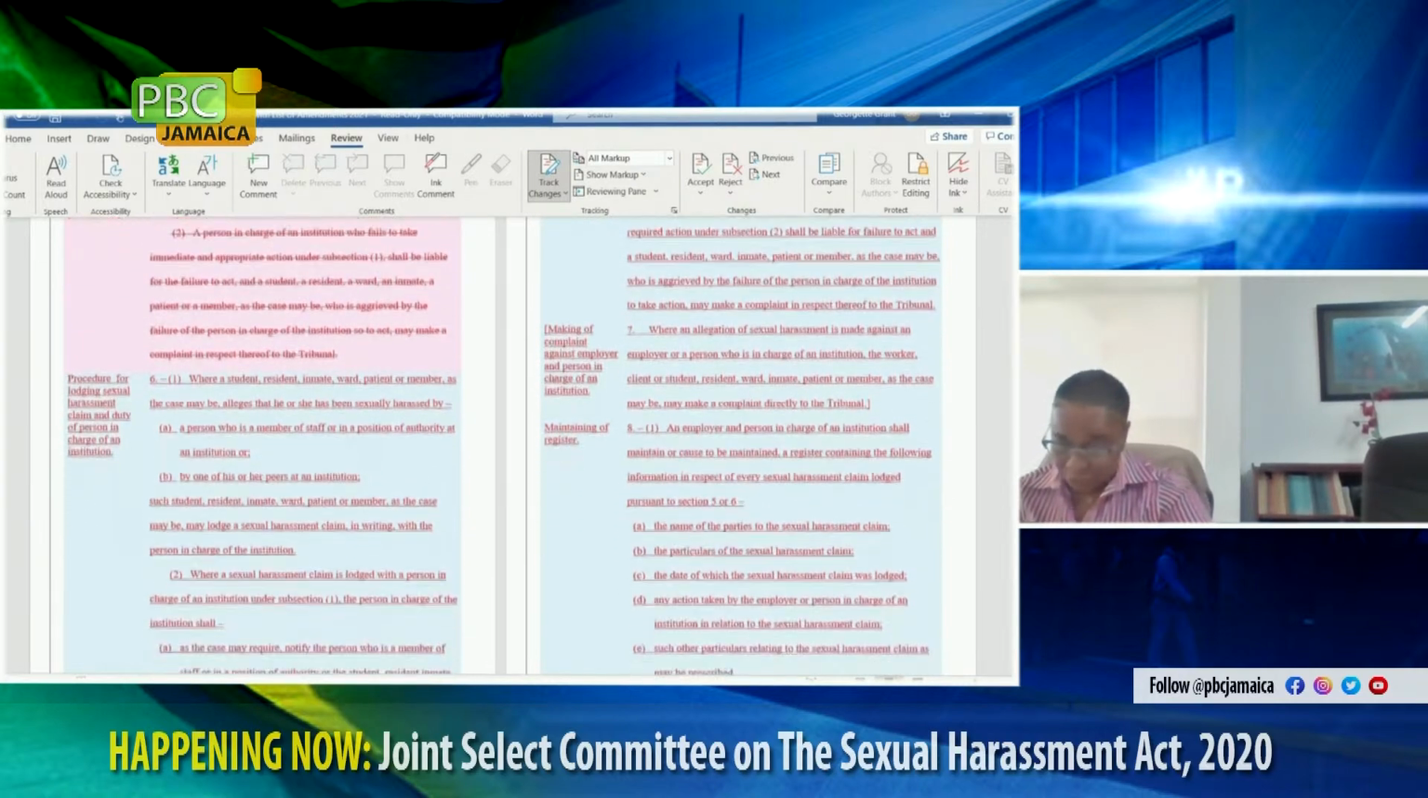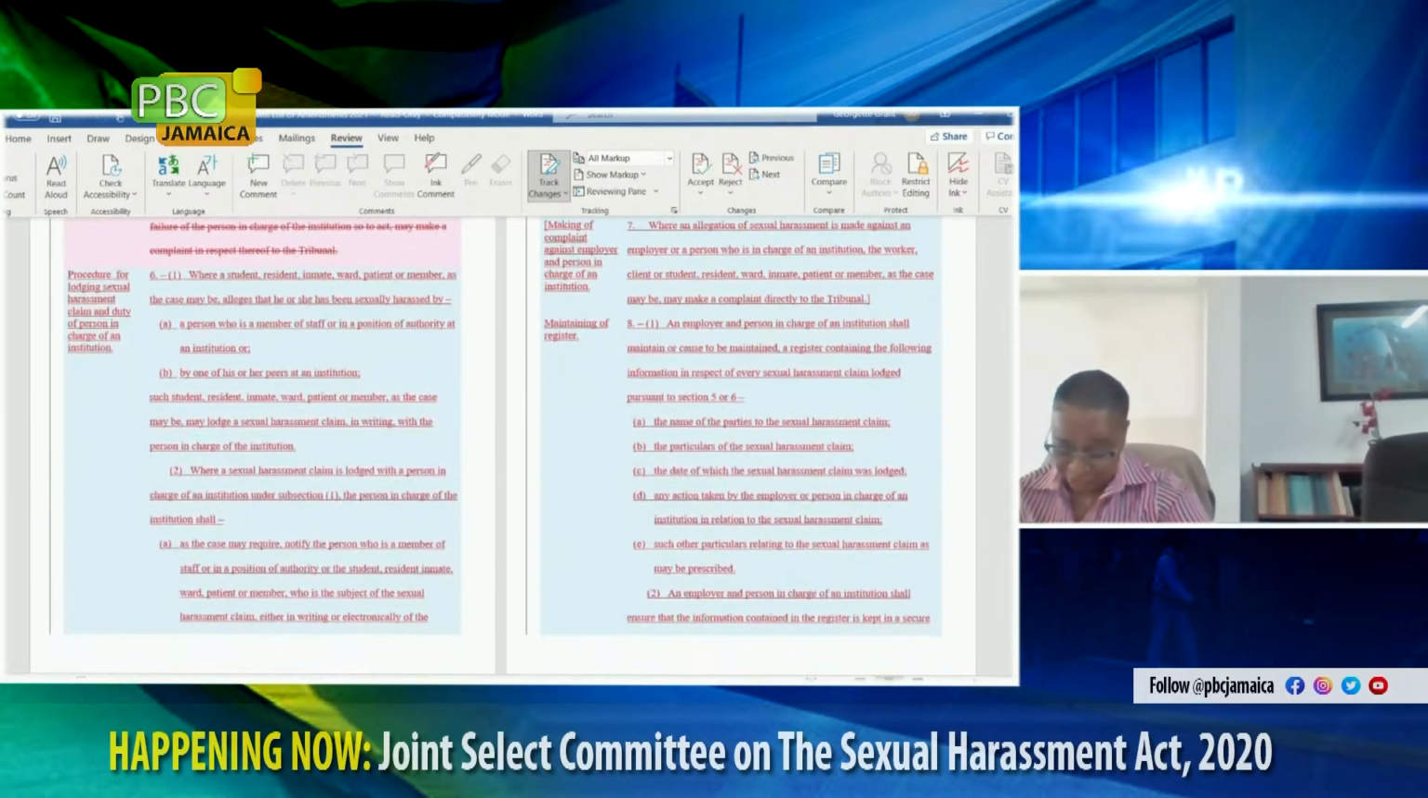6.1, where a student, resident, inmate, ward, patient, or member, as the case may be, alleges that he or she has been sexually harassed by A, a person who is a member of staff or in a position of authority at an institution, or B, by one of his or her peers at an institution, such student, resident, inmate, ward, patient, or member, as the case may be, may lodge a sexual harassment claim in writing with the person in charge of the institution.